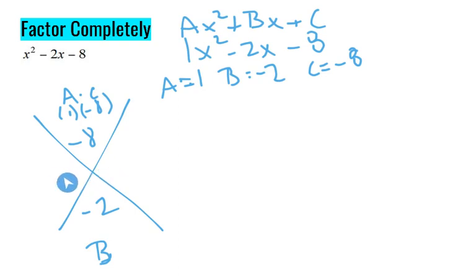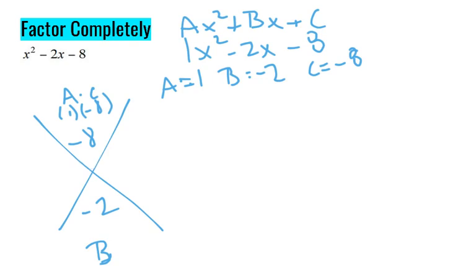So now we need to figure out what values are going to go onto either side of our x. Ultimately, we have to multiply numbers together in order to get -8. And when we add those two numbers together, we need to get -2. So we need to figure out our factors, what we multiply by, in order to get -8.